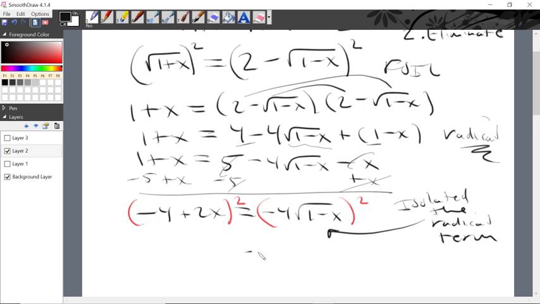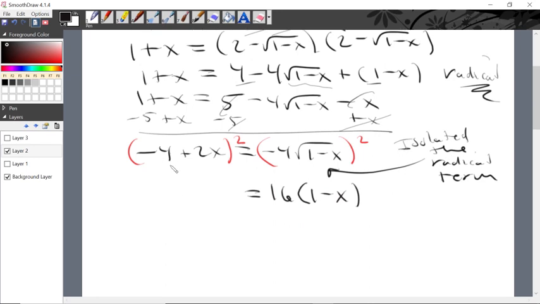Okay? Alright, this serves the purpose on the right-hand side. What we're going to do is square the negative 4, which gives us 16, and then square the root of 1 minus x, which gives us just 1 minus x. On the left-hand side, we're going to FOIL this out.